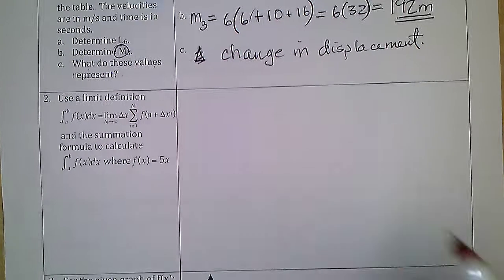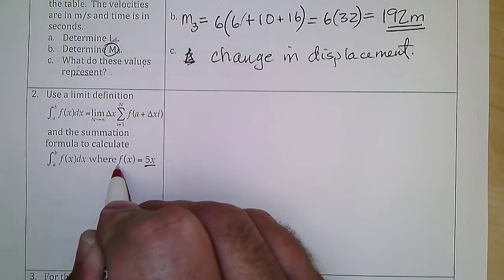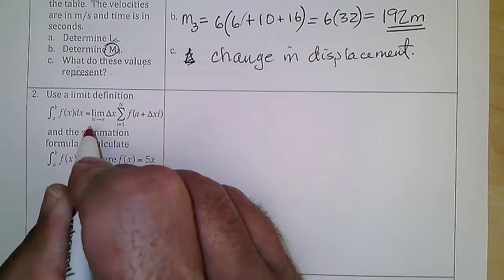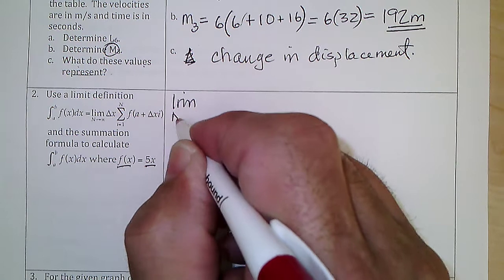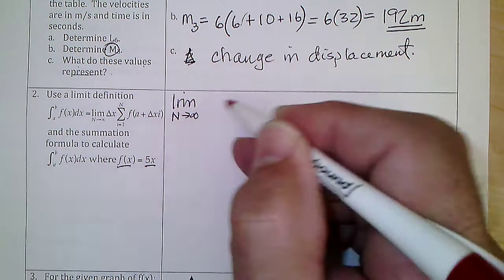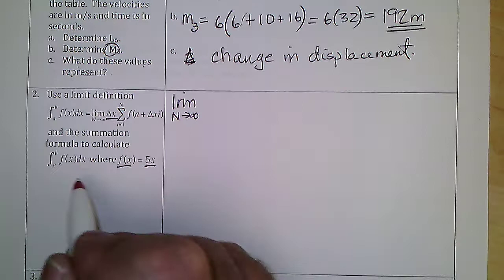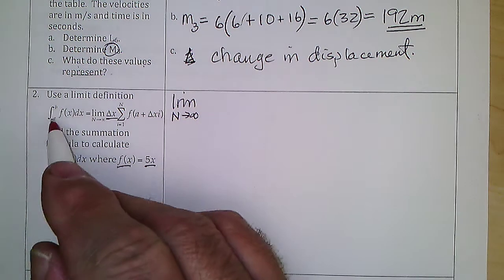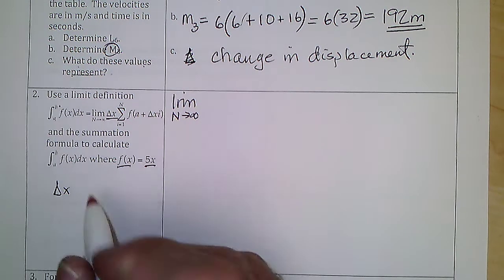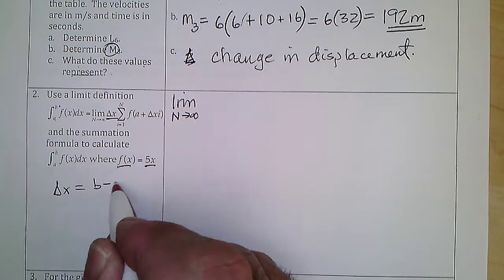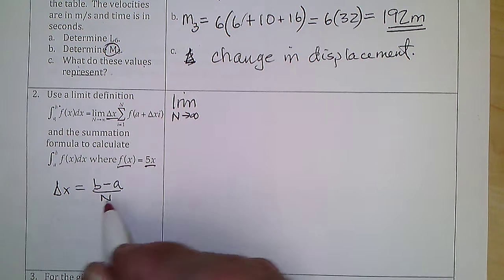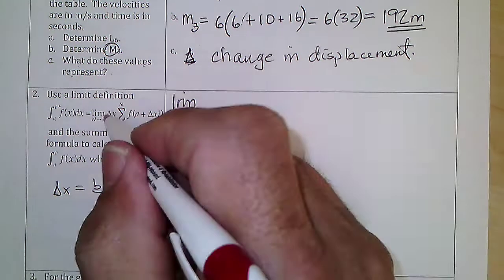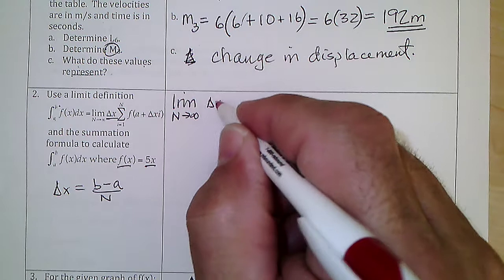Okay, that's 1. 2. 5x is what f of x is. And so if we're supposed to use this, we're going to have the limit as n goes to infinity. The width of the interval, delta x. See, if we're going from a to b, the width would be b minus a, and we're splitting it up n times, so divided by n. That's what delta x is. But I'm going to leave it just delta x for the moment.